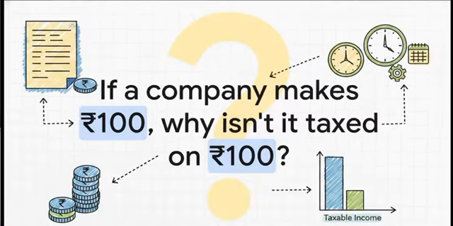Now, I want to start off by posing what I call the ultimate accounting paradox. It's the question that trips up almost everyone when they first stare down an income statement. If a company officially reports that it made exactly 100 rupees in profit, why on earth isn't it taxed on that exact 100 rupees? Where does that mismatch actually come from?